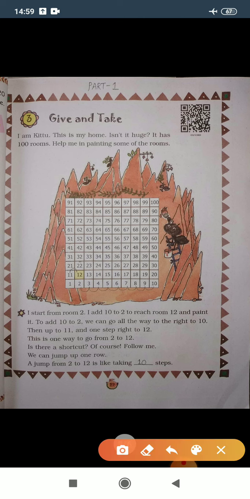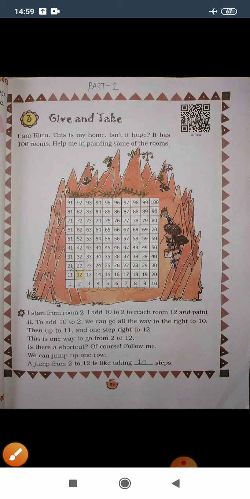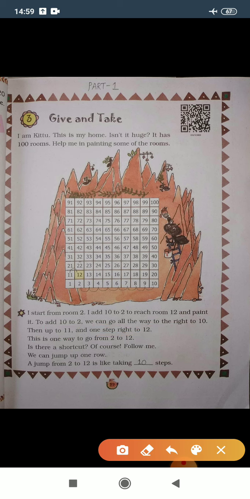Now let's read forward. To add 10 to 2, we can go all the way to the right to 10, then up to 11 and one step right to 12. This is one way to go from 2 to 12. Is there a shortcut? Of course. Follow me. We can jump up one row.